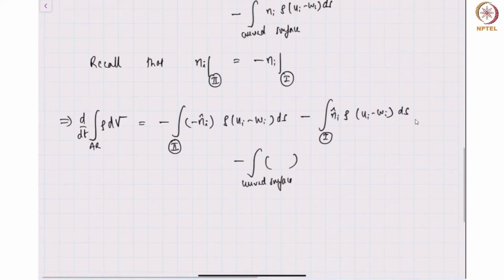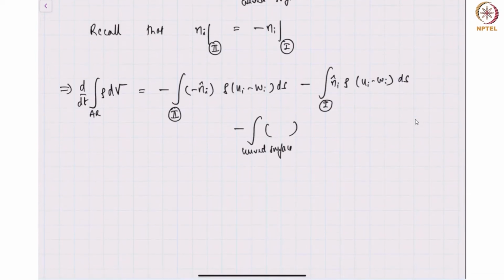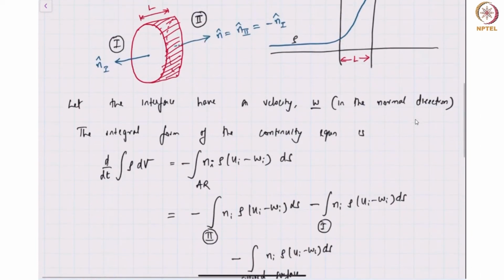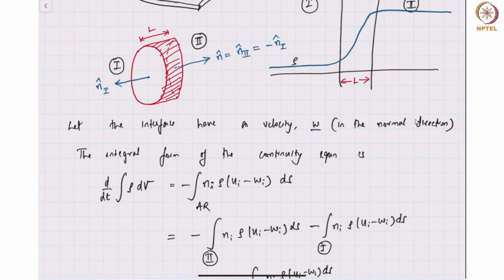Okay, now what we can do is take this tiny disk that we have and shrink its volume to 0 thickness. In other words, this thickness L that I have here, this L goes to 0. So if L goes to 0 thickness, you go from a cylinder with two different surfaces, one facing into 1 and one facing into 2, to a single surface. Okay, a mathematical surface of 0 thickness.